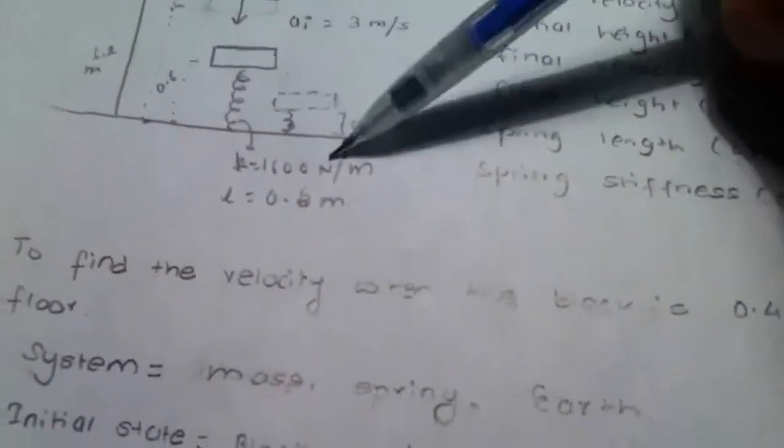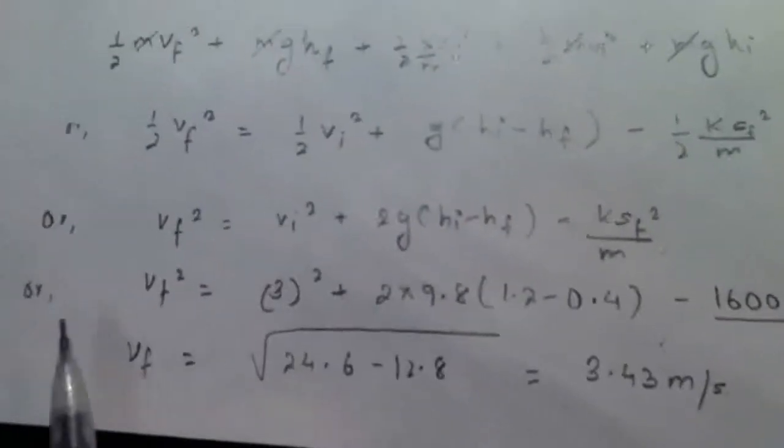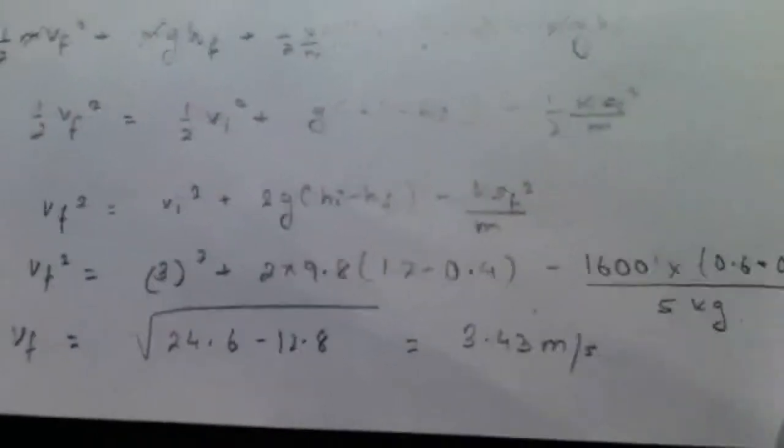Then our displacement of the spring is what? Initially our spring was at 0.6. Finally it is at 0.4. So the displacement is 0.6 minus 0.4, which is 0.2. After plugging in all the values and solving for vf, we get vf equals 3.43 meters per second. So this is how we can find the final velocity.